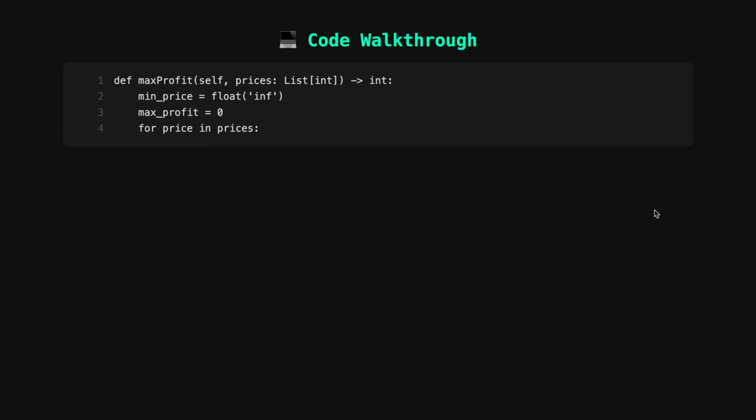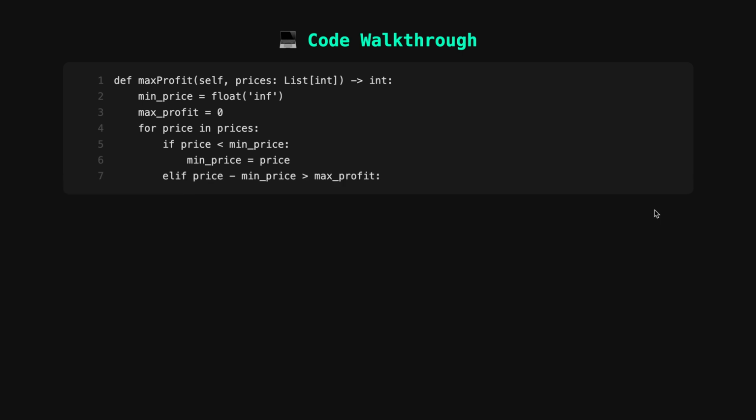Now we start looping through each price in the array and we check if the current price is lower than the min price. If yes, we simply update the min price to the current price. Then we check if the profit from selling at the current price exceeds the best profit so far or not. If that's the case, we update the max profit. And finally, we return the best profit after the loop is done. That is going to be our final output. So that's the entire code for this particular solution.